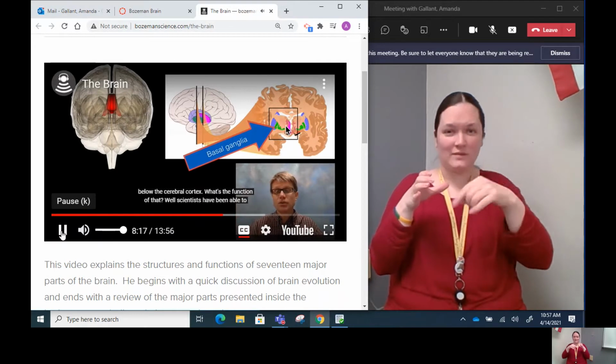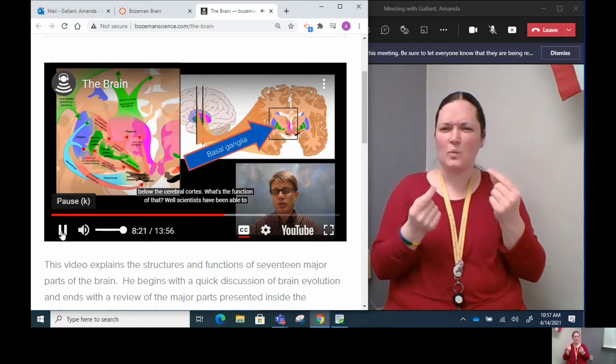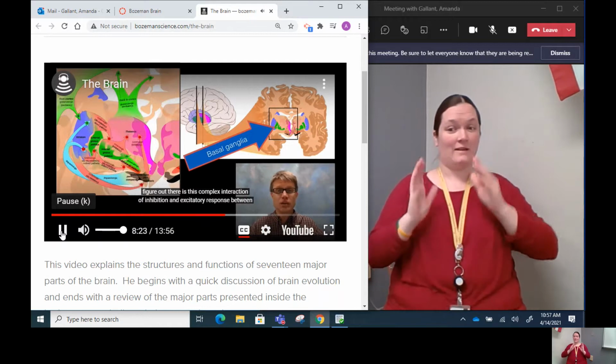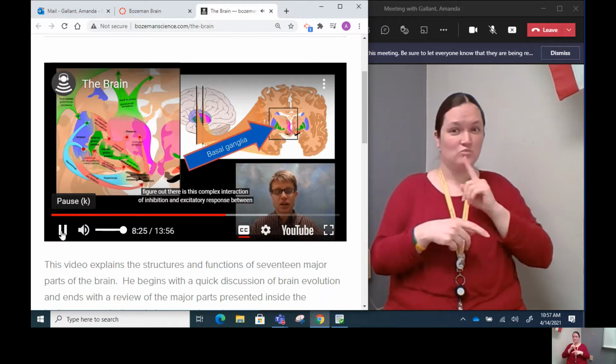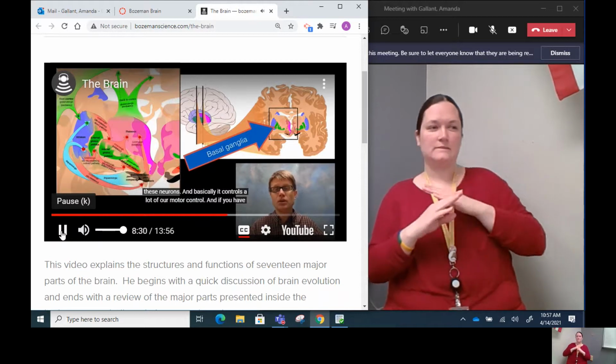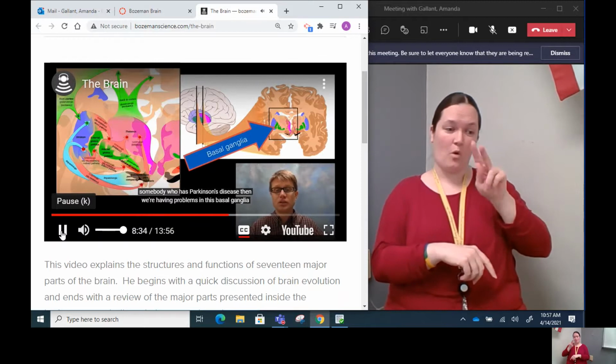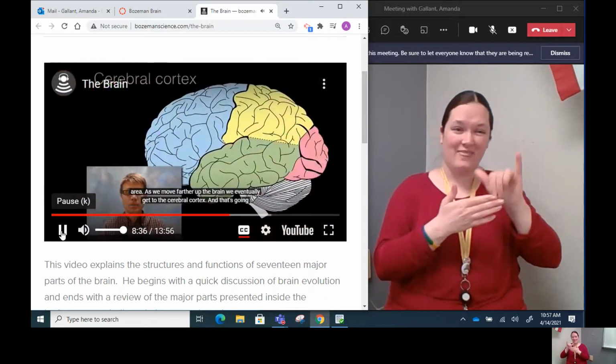So this is below the cerebral cortex. What's the function of that? Well, scientists have been able to figure out this complex interaction of inhibition and excitatory response between these neurons, and basically it controls a lot of our motor control. And if you have somebody who has Parkinson's disease, then we're having problems in this basal ganglia area.